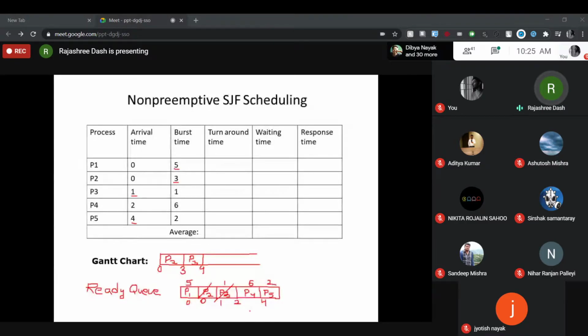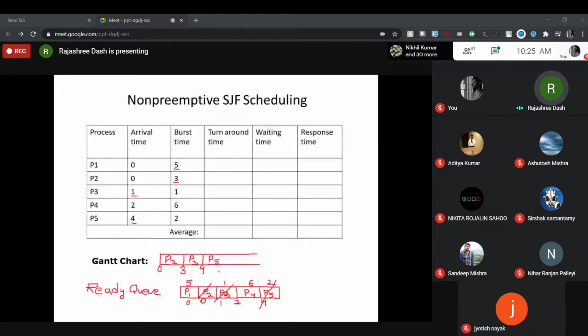So the processes now in the ready queue are P1, P4, P5. P1 has burst time 5, P4 has burst time 6, and P5 has burst time 2. So now tell me, what is the next process to be selected for execution? That is P5. So at time 4, it is P5 which will start its execution. It will be taken from the ready queue and allocated to the CPU.